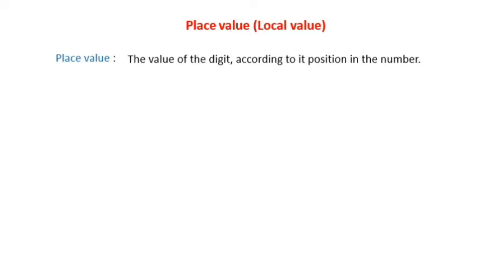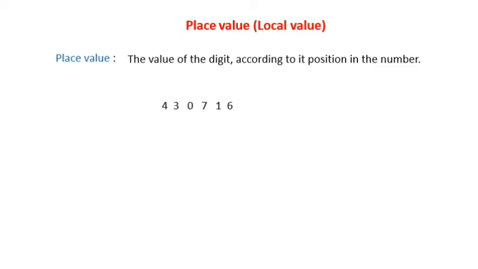Okay, friends, let us see what is place value. Place value is also called local value. The place value is the value of the digit according to its position in the number, or we can say that the place value of a digit in the number is the product of the digit and the value of that place. That means we take the product of the digit and the value according to the place. Let us take an example here.